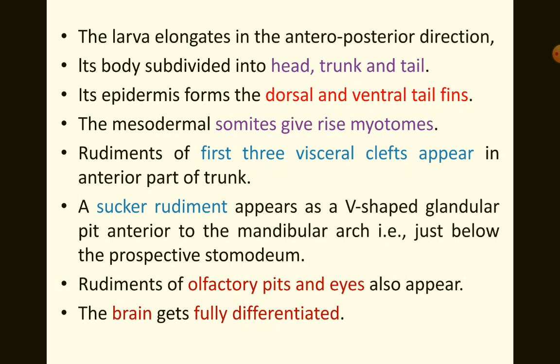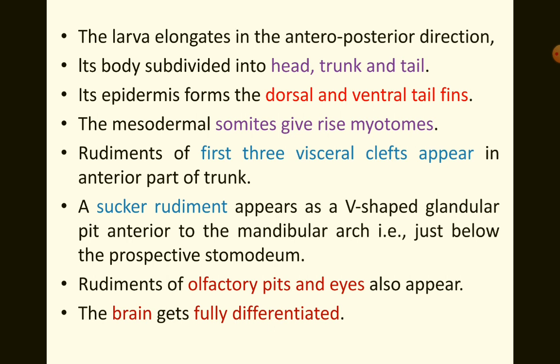The larva elongates in its antero-posterior direction, and the body gets divided into head, trunk and tail, and its epidermis forms the dorsal and the ventral tail fins, because the tail needs to be a little muscular and it needs these dorsal and ventral fins to move, so that it facilitates the process of swimming.